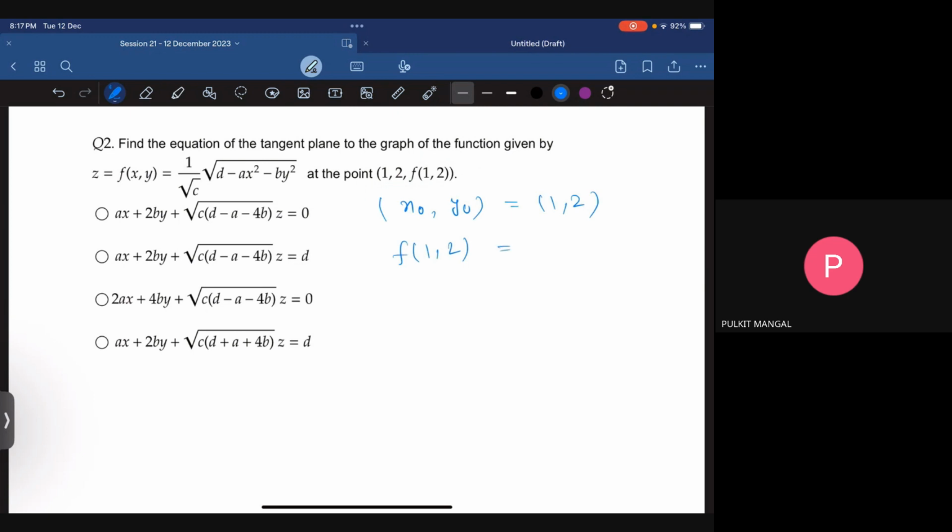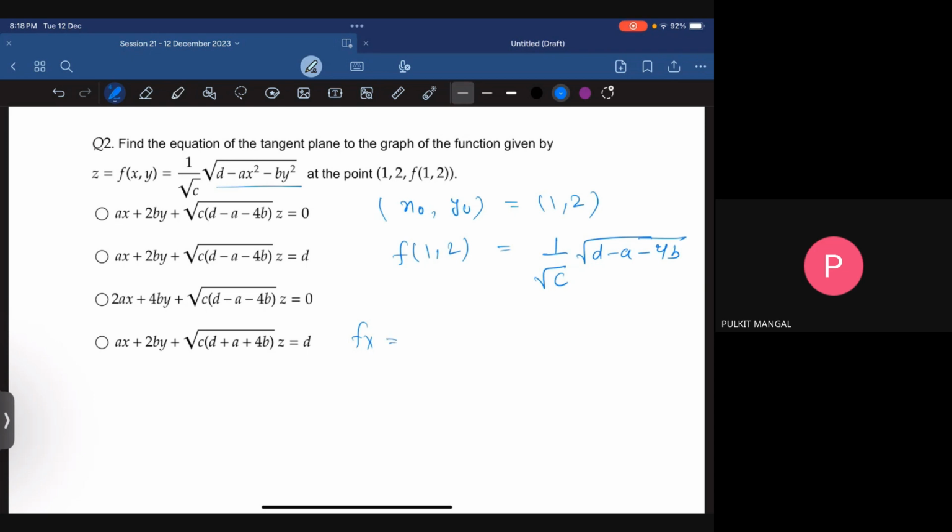So just simply plug in x equal to 1 and y equal to 2 in this. I will get 1 by root c under root d minus a minus 4b, just putting x equal to 1 and y equal to 2. I got this. Now the next thing is finding the partial derivatives, fx and fy. So partial derivative with respect to x.